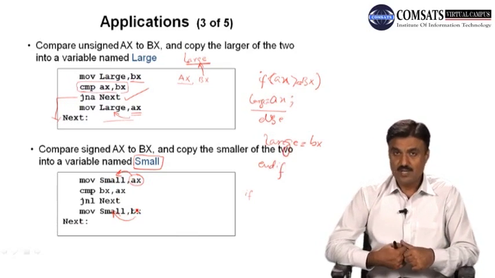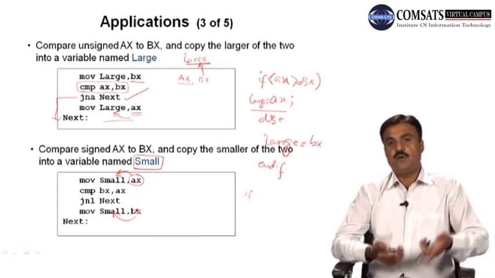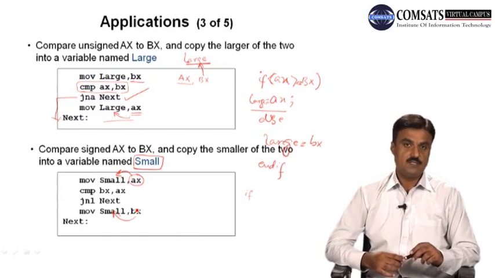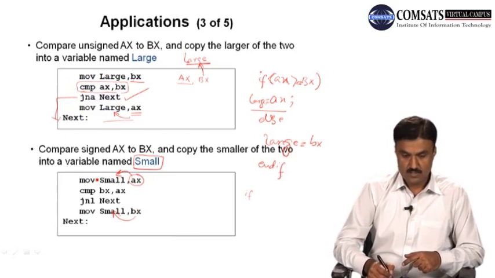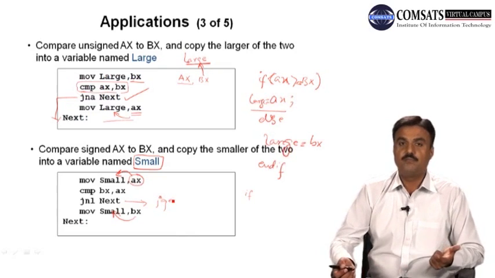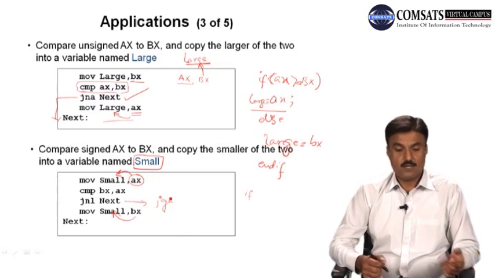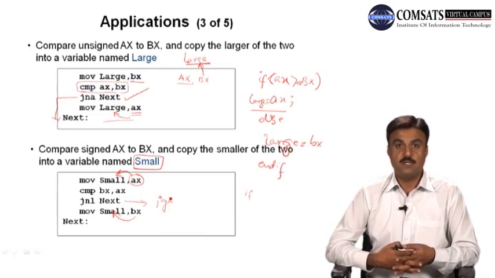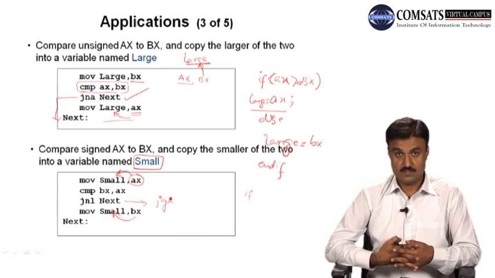You can use jump greater than, JG, also, if you want to transfer somewhere else where the value of small will be changed. Similarly, you can use any other jump, such as jump not less than, or jump greater than or equal. There is a huge list of these instructions, and the logic depends on you, how you want to use them.